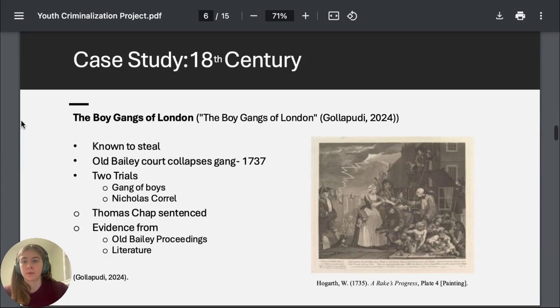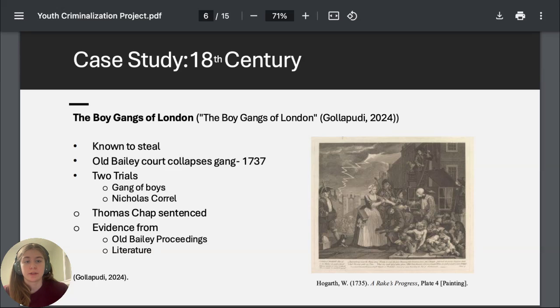And then moving on, we have our first case study. During the 18th century, there was a group called the Boy Gangs of London. This is from the Boy Gangs of London article, Go Lapudi 2024. These boys were known to steal from passersby and shops during the start of the 18th century, and in 1737, the courthouse saw the collapse of the gang.